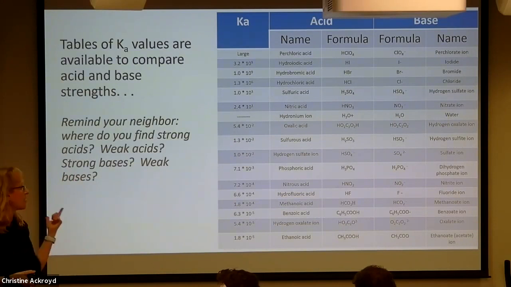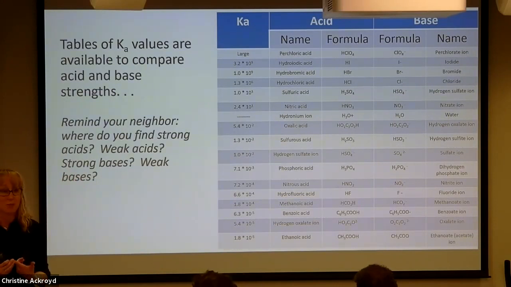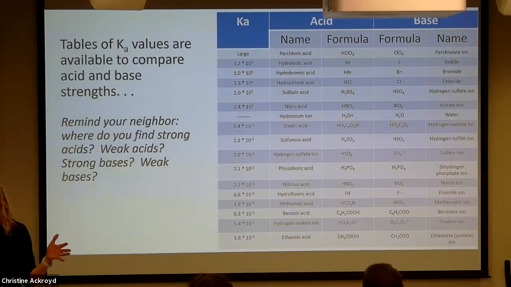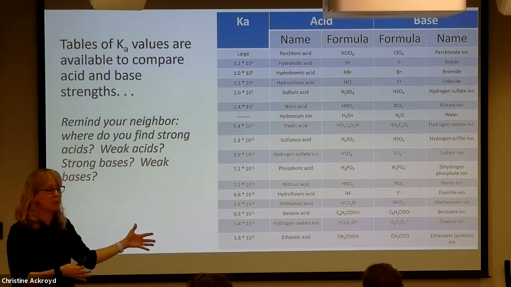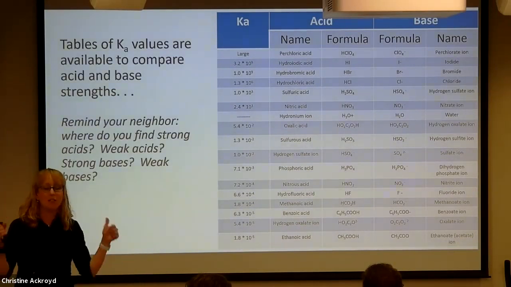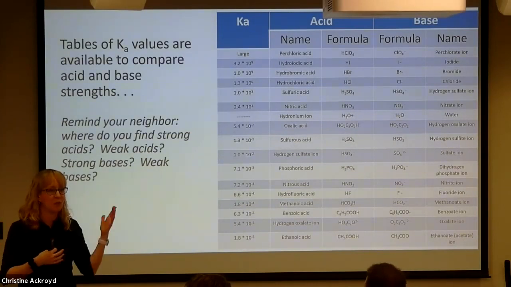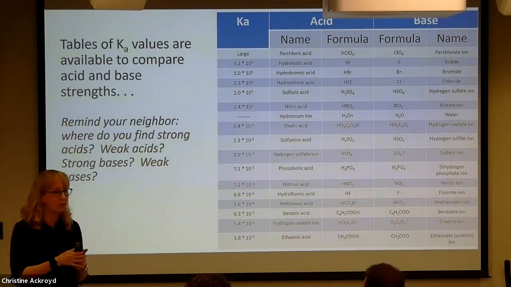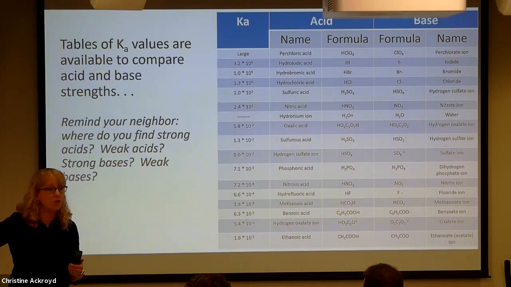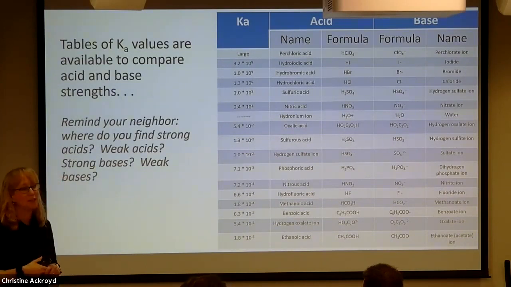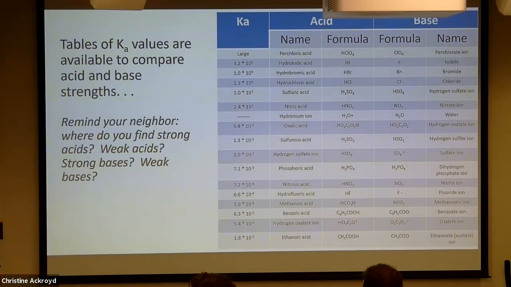If they have a negative delta H naught value, what will happen to the Kas as you change the temperature? Remember? So negative delta H naught values mean it's an exothermic reaction. If you increase the temperature, which side of the reaction are you selectively stressing? Products. So what happens to the equilibrium? Shifts towards starting material. What will happen to the K values? They'll go down.